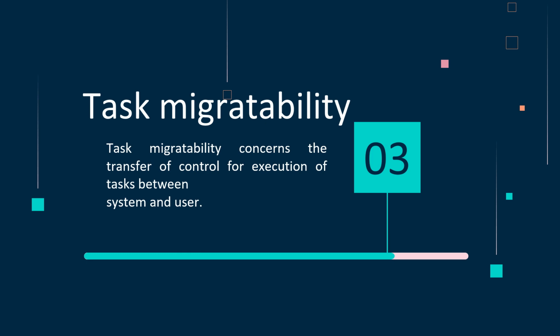Task migratability. Task migratability concerns the transfer of control for execution of tasks between system and user. Task migratability means passing responsibility of execution of tasks between user and system. A computerized spell checker is a good example of this. It is a waste of time for a user to manually check a very long document and correct it. A spell checking facility in a word processing application can check words against its own computerized dictionary.